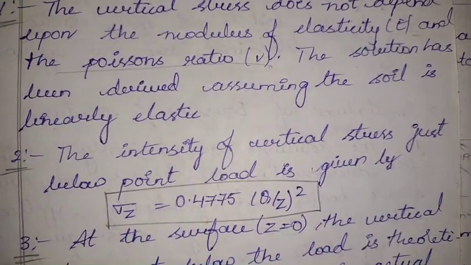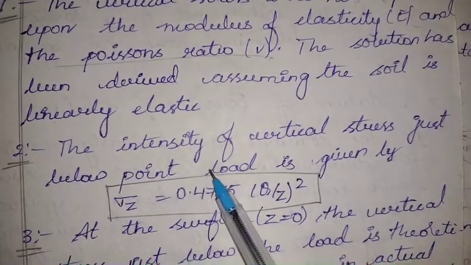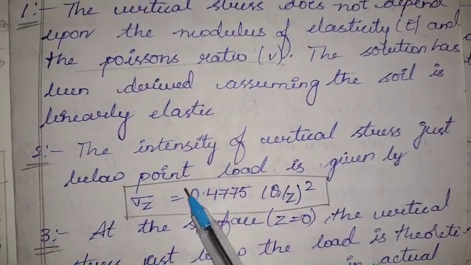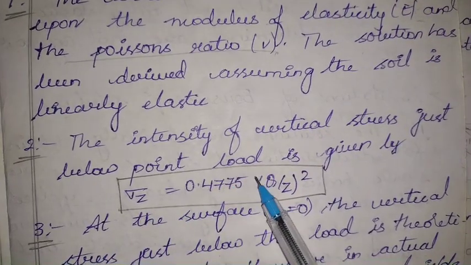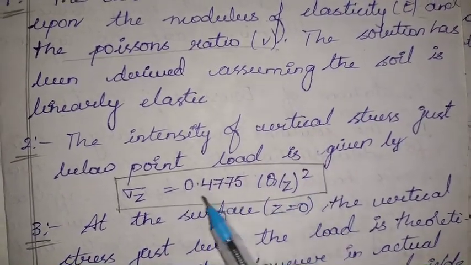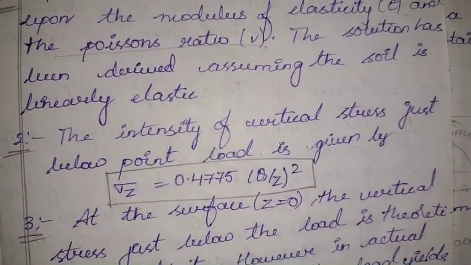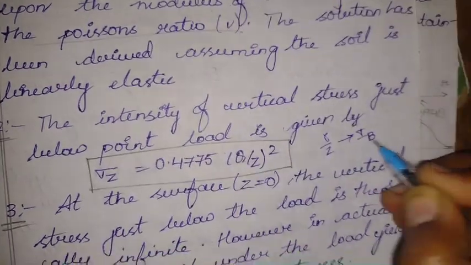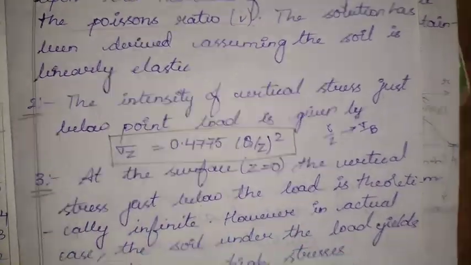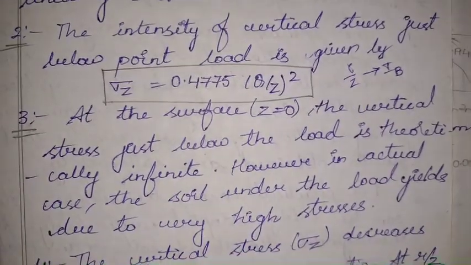The intensity of vertical stress just below the point load is given by this value. See, this is the IB value. I told you sigma Z is nothing but IB multiplied by Q by Z square, where IB is this. When we are fixing the values of R by Z, we will directly get the IB value from the table I showed you before. I have shown you that in the previous part of this video.